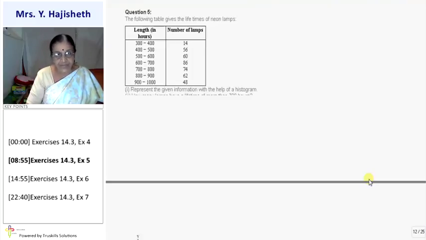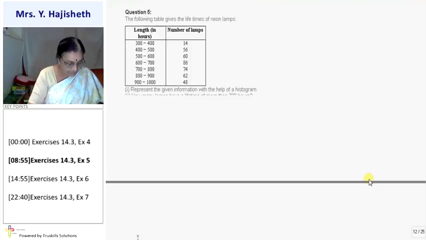How many lamps? 74. Then 800 or more than 800 but less than 900. How many? 62. And 900 or more than 900 and less than 1000 are 48. So we have to add them. 4 and 2, 6 and 8, 14; 7 and 6, 13, and 4, 17... 184. 184 lamps have a lifespan of more than 700 hours.